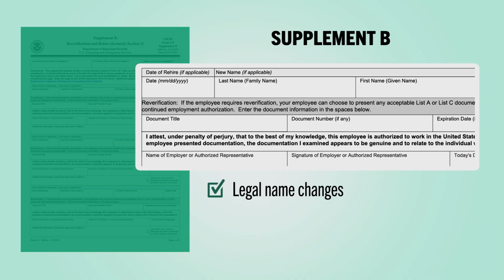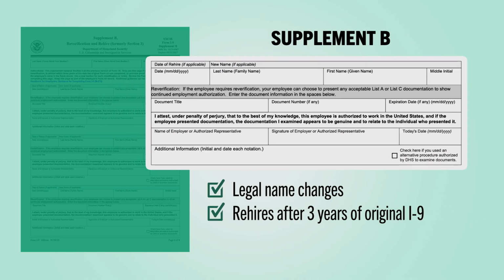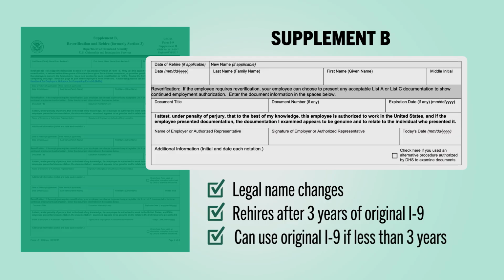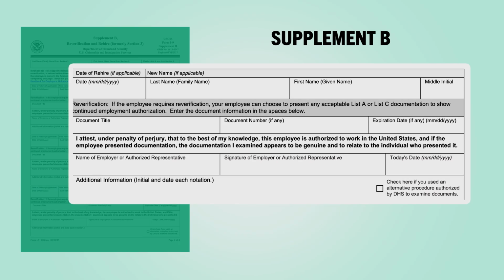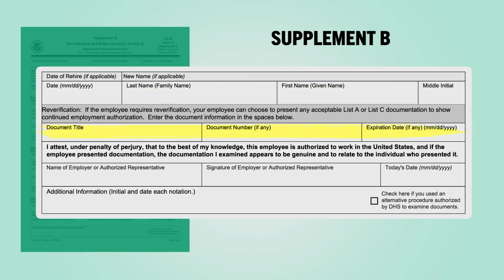If rehiring, a new form is required if it's been more than 3 years. For rehires within 3 years of their original I-9, you can use the original form or complete a new one. When using Supplement B, include the updated name, the new document title and number, and expiration date if applicable. Sign and date the form to confirm you've reviewed the updated documents.